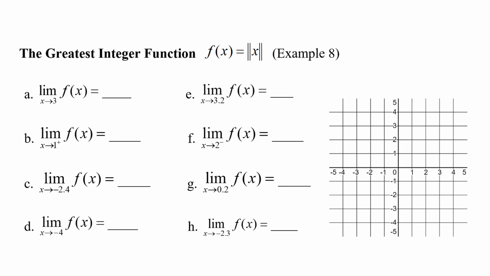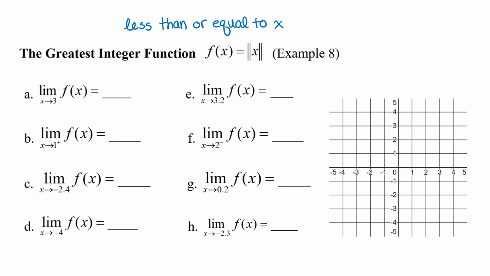The last function that we'll look at in this section is the greatest integer function. The greatest integer function outputs the integer that is less than or equal to x. So in some ways it's kind of a confusing name because we're actually looking at what is less than or equal to x. You can think of this as rounding down to the nearest integer.